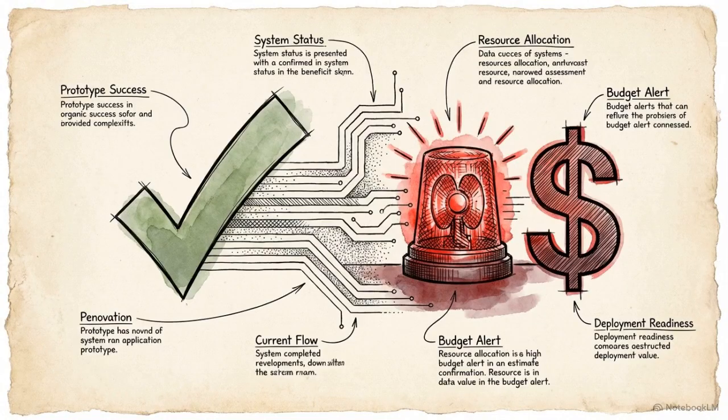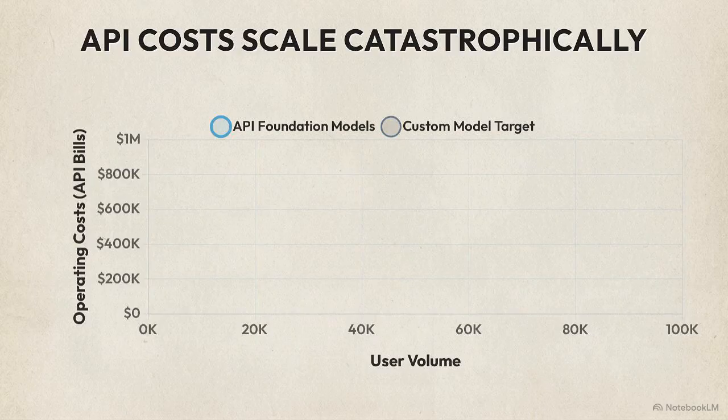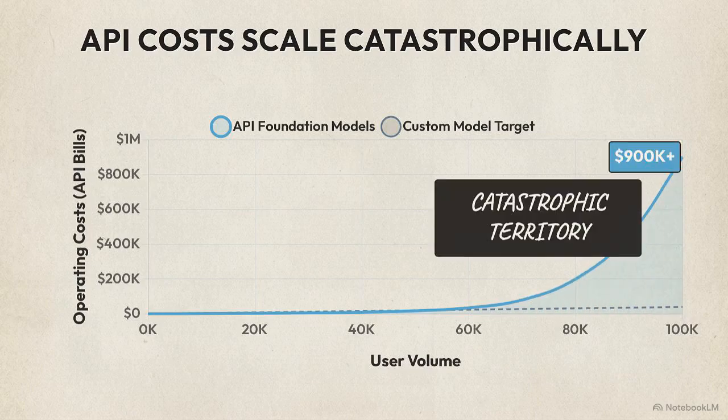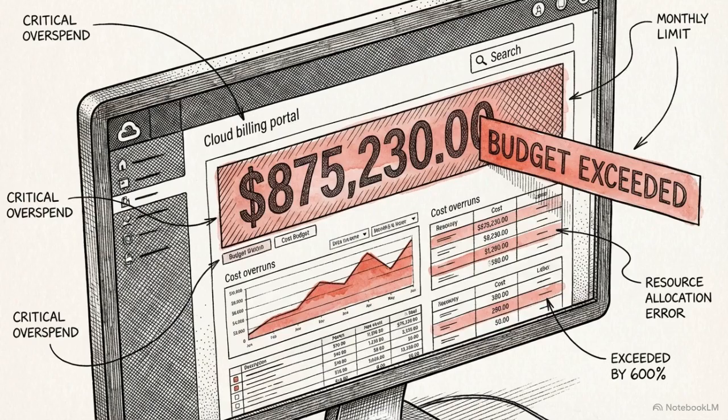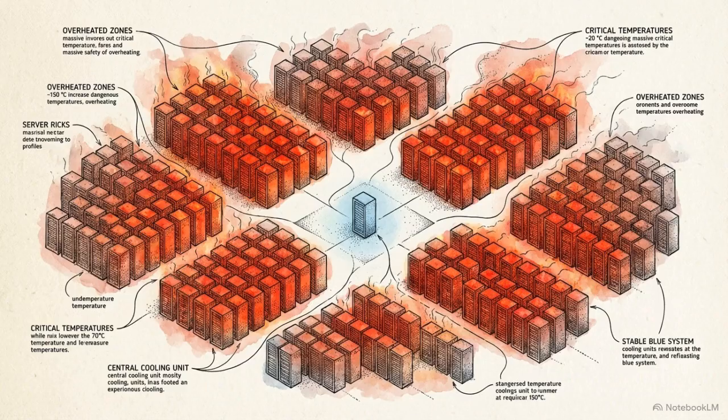The second major bottleneck strikes exactly when a prototype succeeds: exponential scaling costs. This chart graphs user volume against operating costs. Running large third-party foundation models for every single query means that as your user base grows, your API billing curves violently upward into catastrophic territory. No amount of tweaking or refining a text prompt can fix a systemic infrastructure cost. You are paying for massive compute cycles you don't actually need.